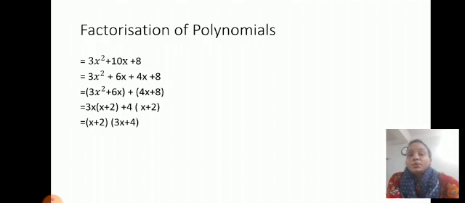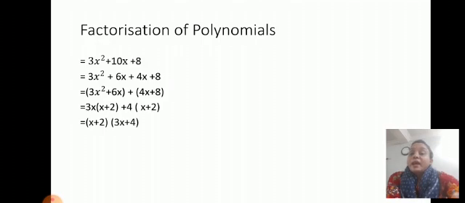Now we will make 2 groups of these 4 terms. First, in one group, 3x square plus 6x. Second, 4x plus 8 in the second group. Now take the common factor in these 2 groups. In 3x square plus 6x, we can see 3x is common in both terms. So we take it as common, and in the bracket we write x plus 2. The same thing we do in the second group. In 4x plus 8, we can take only 4 common, so in the bracket x plus 2 comes.